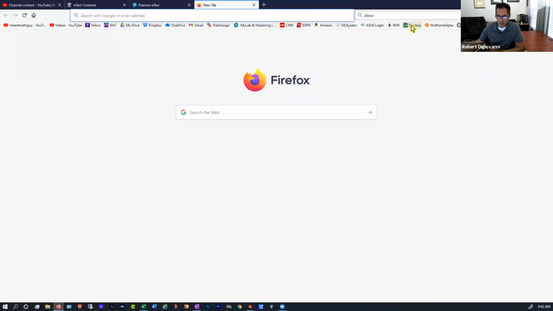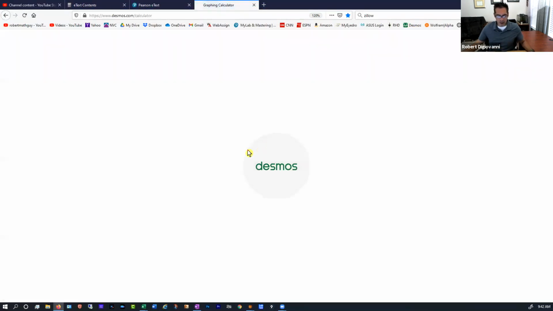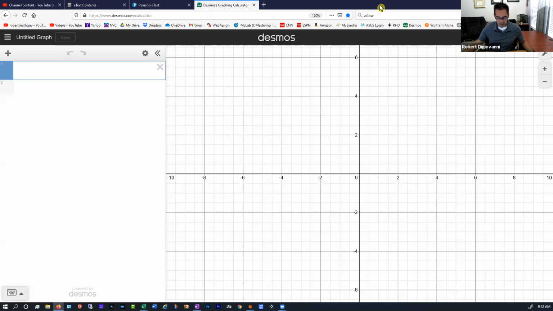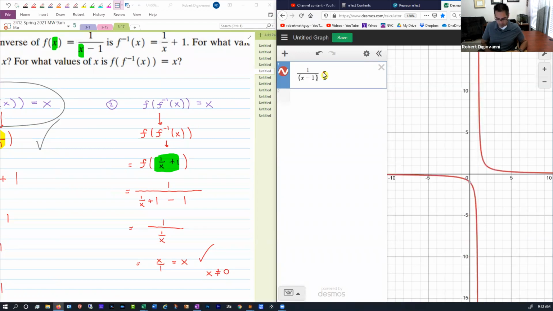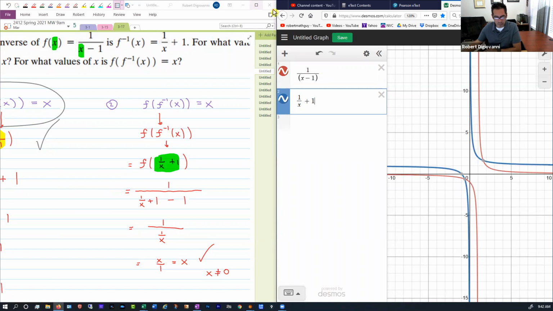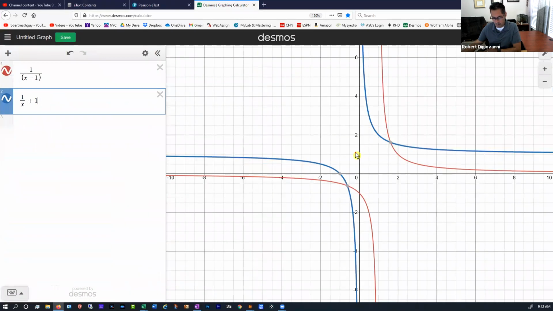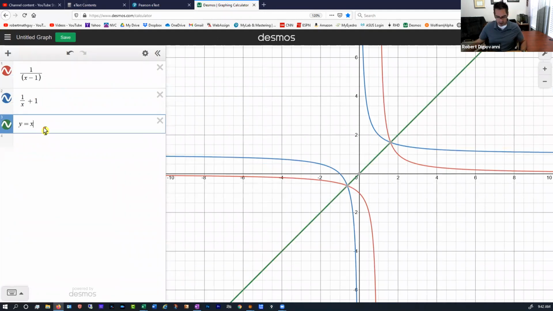So just for fun, I'm going to graph those just so you can see them. Let me see here. I'm going to graph 1 over x minus 1, and then I'm going to graph 1 over x plus 1. There we go. And you know what? I'm going to graph y equals x. That's the diagonal.